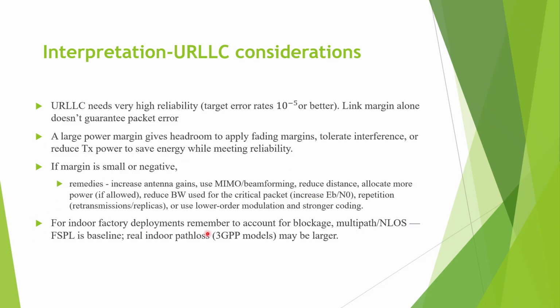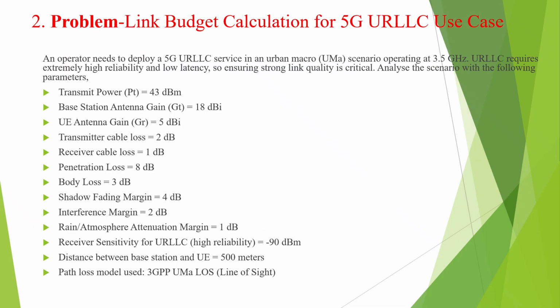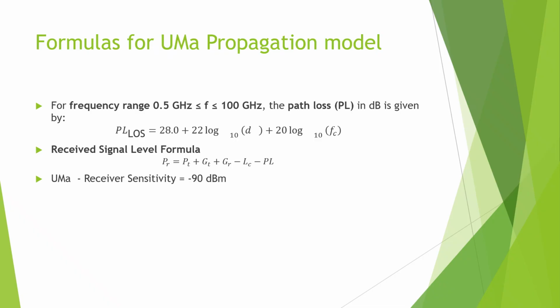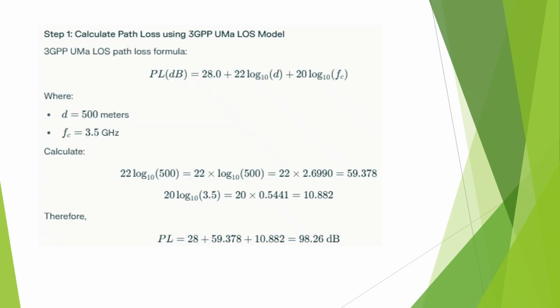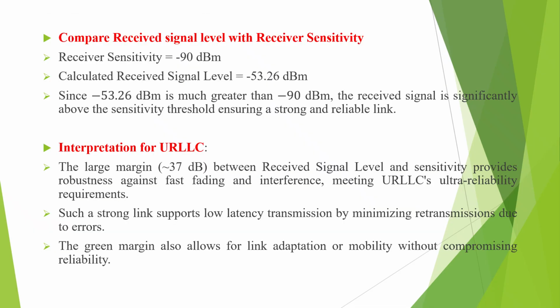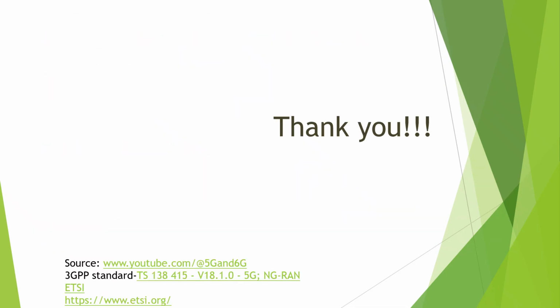So for indoor factory deployment, remember to account for blockage and multipath, non-line of sight; free space path loss is the baseline. We have to look at all these components for the analysis. Okay, so these are all the interpretations required for the URLLC consideration, and this is the second task with the urban macro cell scenario. The same way, the standard formula will be there for calculating the free space path loss, and based on that calculation we can take the interpretation for URLLC.